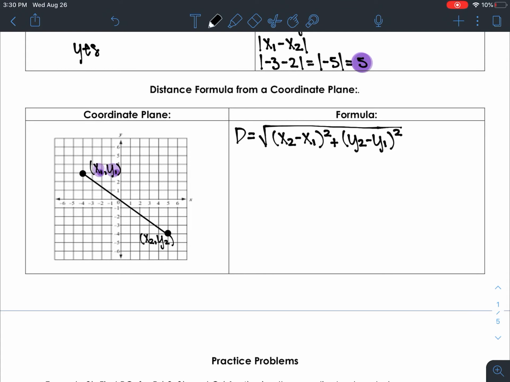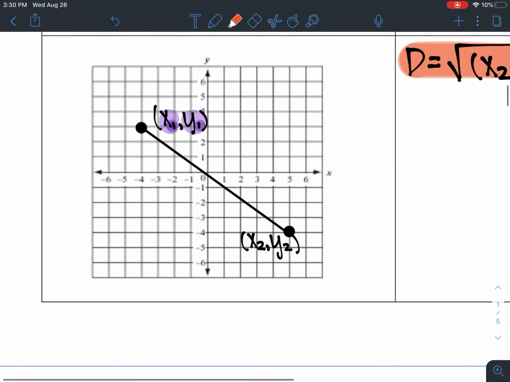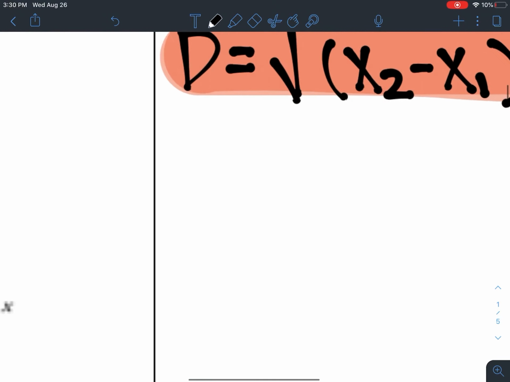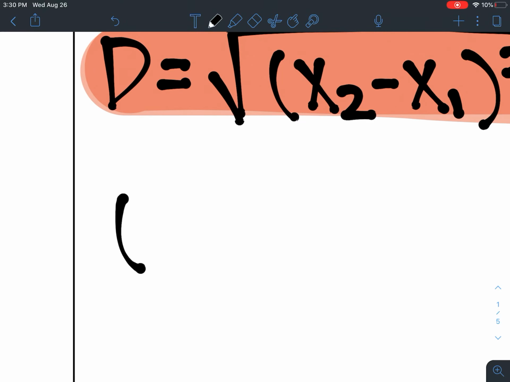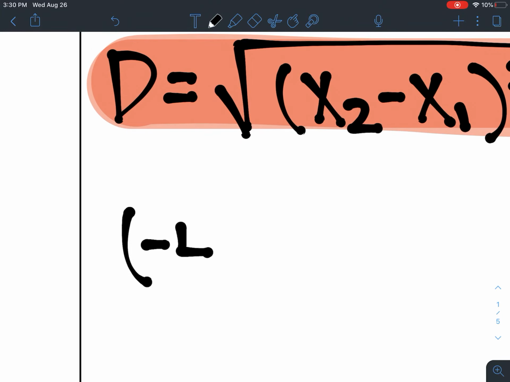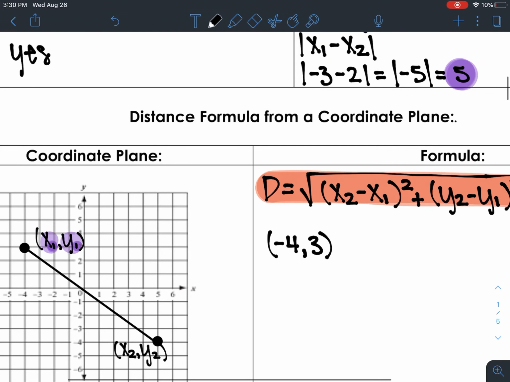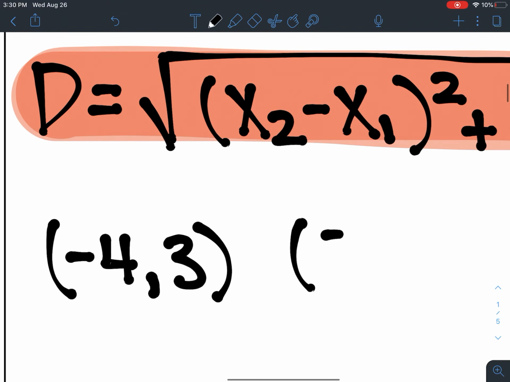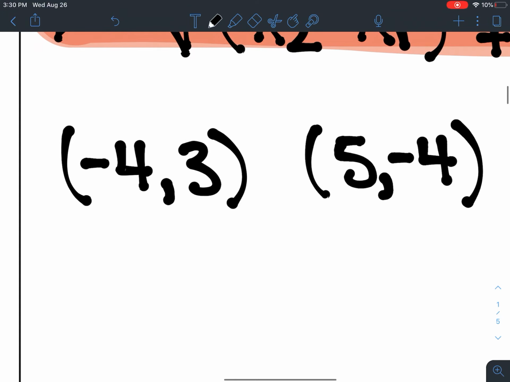Now, let's actually put this into practice. This right here is what we're going to be using for all of our distance formula questions. But now let's actually find the distance between these 2 points. So let's go ahead and write down our 2 points. I asked you guys to plot -4, 3, and then I asked you to plot 5, -4. Okay, so let's find the distance between these 2 points.